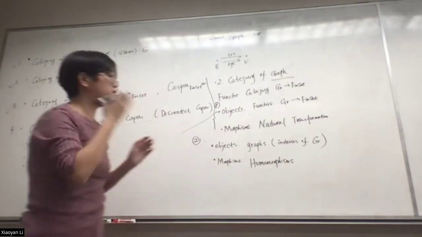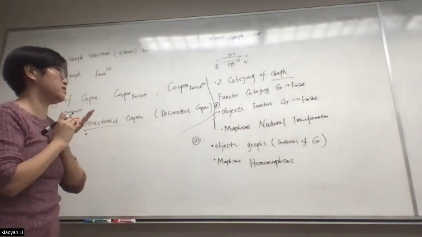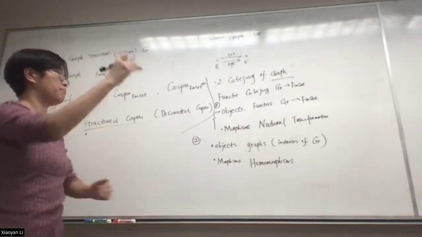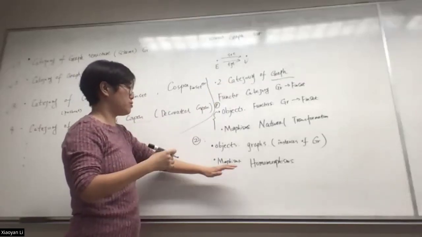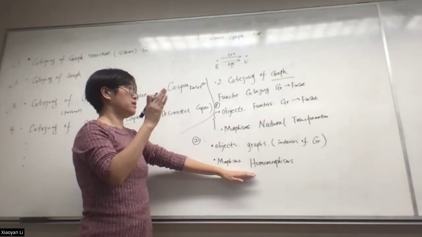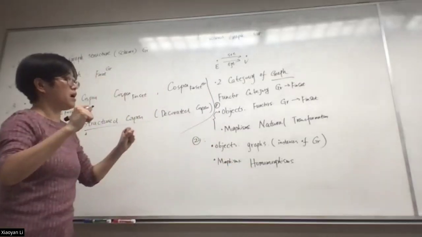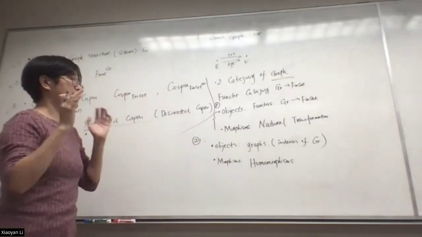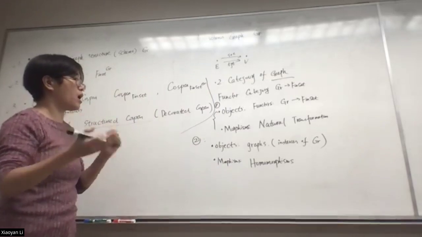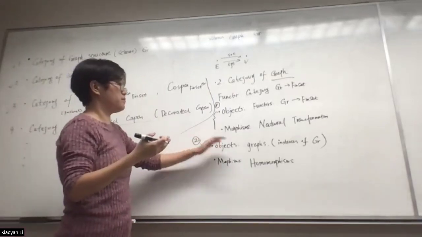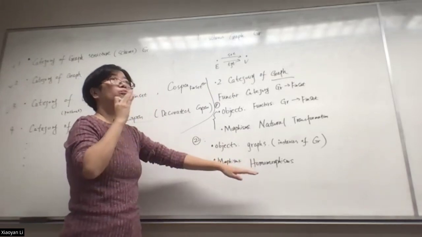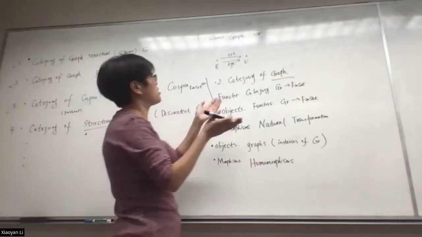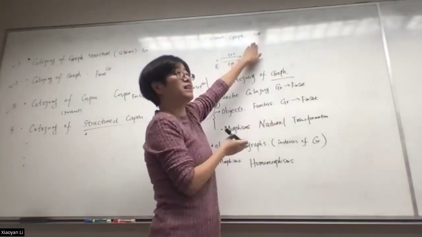Because a homomorphism is, by its definition, a map. In the category of graphs, a homomorphism is just a map between graphs, but that map is not arbitrary like general morphisms. It is a structure-preserving map. So what is the structure preserved? It preserves the structure here.